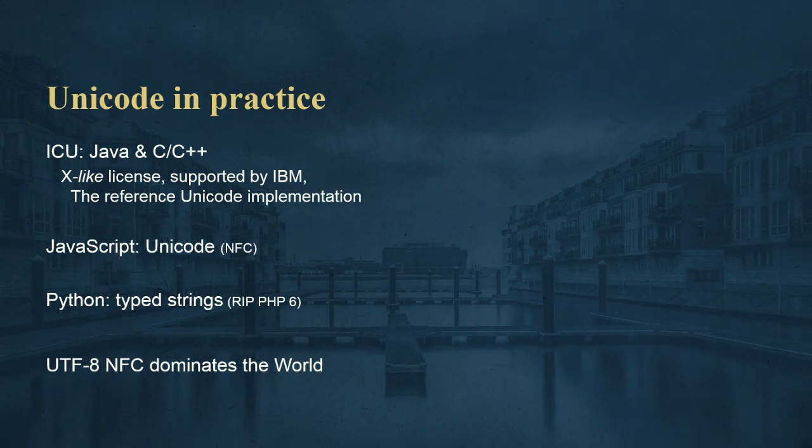So JavaScript uses Unicode. Every string you type in JavaScript is Unicode. Python has typed strings, so you can tell Python, this string is in Unicode, and this one is just a stream of bytes. That's something PHP tried to do. We don't have PHP 6, and that's the reason why PHP failed doing that. So, rest in peace.